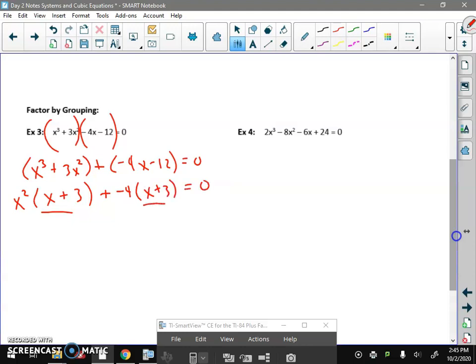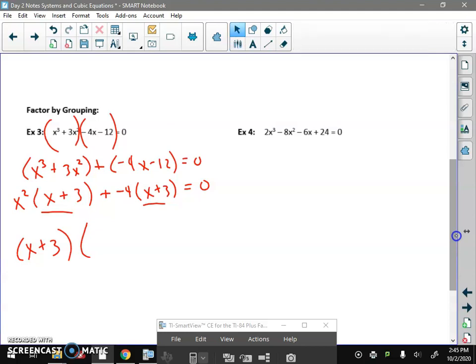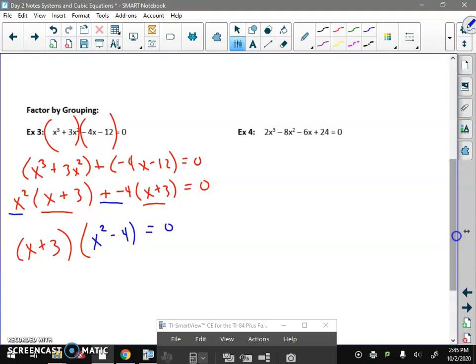Now that x plus 3 is what I'm pulling out. Just like I pulled this x squared out and I was left with x plus 3, I'm pulling this x plus 3 out, and I'm left with x squared minus 4. Which, very easy to factor. There is no y in any of these, so there's no ordered pairs. We're just finding solutions. -3, -2, and 2.